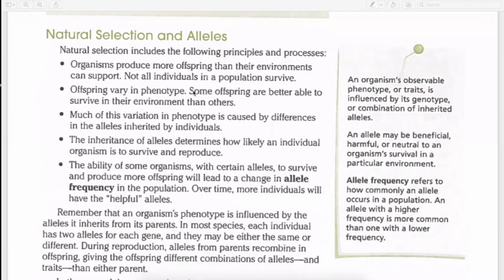Offspring vary in phenotype. Some offspring are better able to survive in the environment than others. That goes back to the competition. If your traits are better, you live. Much of the variation in phenotype is caused by differences in the alleles inherited by individuals, meaning your DNA tells you what to look like, right? We have a variation of DNA, therefore we have a variation in phenotypes.